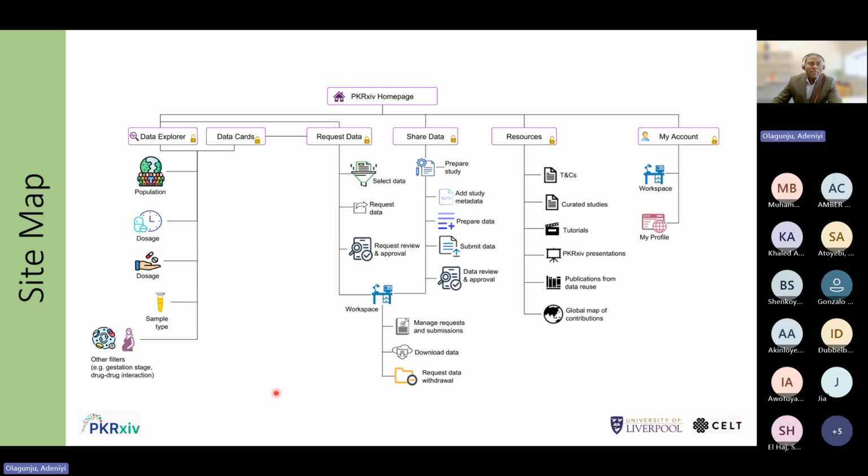And let me show you the site map. When you go on the website, this is how the site is mapped out. We get to the home page. From the home page, you can get access to the Data Explorer. That's what we call the data visualization web interface. This gives you access to filter the available data using different criteria, including the examples that are shown here. This is accessible to anyone, whether they have an account or they don't.